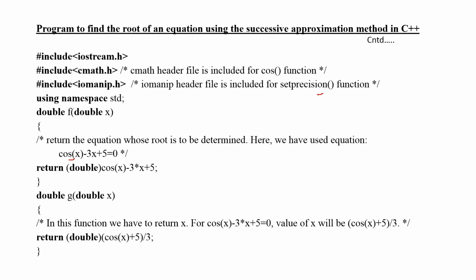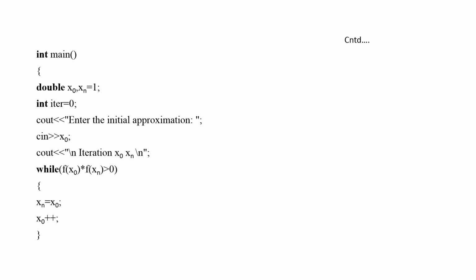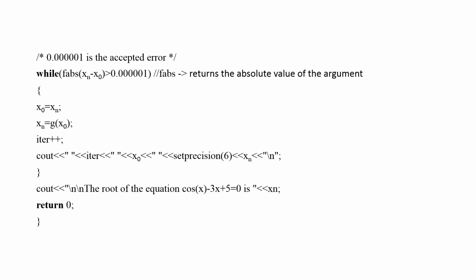Using namespace std. Here is a function giving the equation. This is the question which you are going to solve in this problem: cos x minus 3x plus 5. Then you find g of x. See this, this is f of x and this is g of x. After that, you come to the iteration, which is initialized as 0. Enter the initial approximation x0. You substitute and find the value. And then here, see, the absolute value.